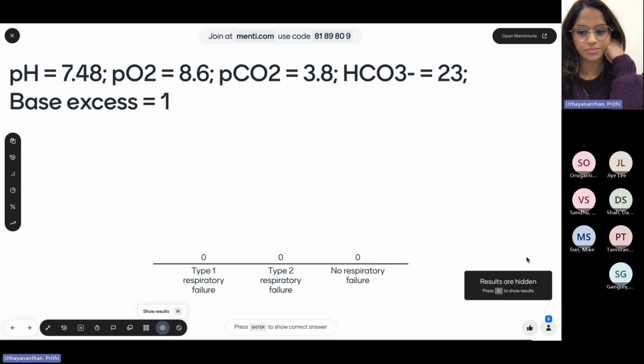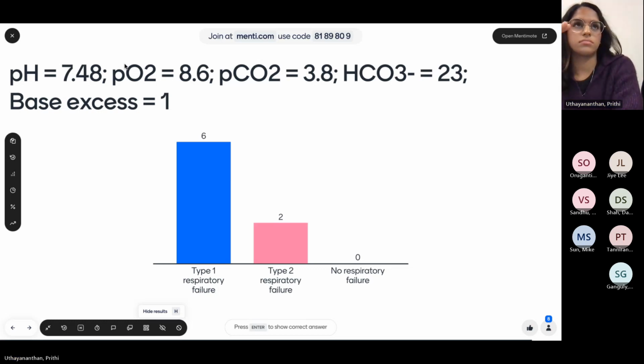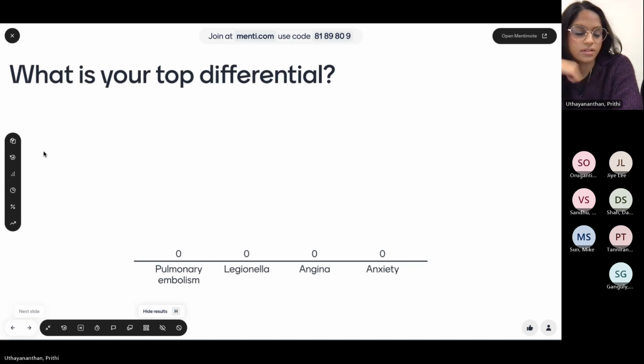Okay, so last one. Or second last one. So yeah, so this would be type 1 respiratory failure. Because the O2 is low, we know that it's some kind of respiratory failure, but for type 2 respiratory failure, the CO2 has to be high. So because it's not high, we can consider it as type 1 respiratory failure. So yeah, what do you think? What do you think the top differential is?